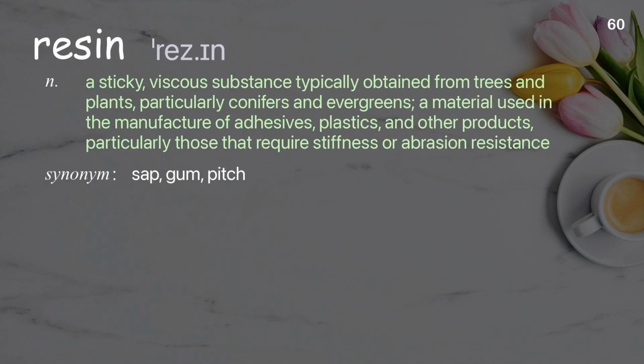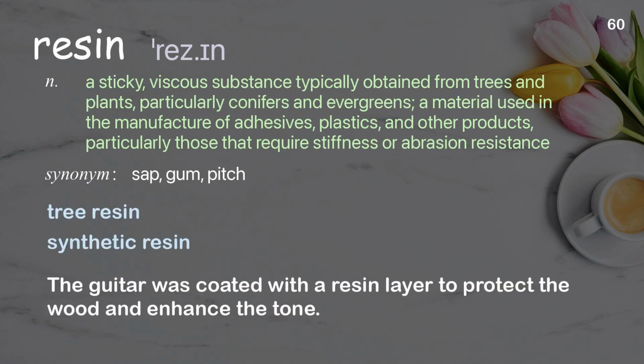Resin. A sticky, viscous substance typically obtained from trees and plants, particularly conifers and evergreens, a material used in the manufacture of adhesives, plastics, and other products, particularly those that require stiffness or abrasion resistance. Examples: tree resin, synthetic resin. The guitar was coated with a resin layer to protect the wood and enhance the tone.